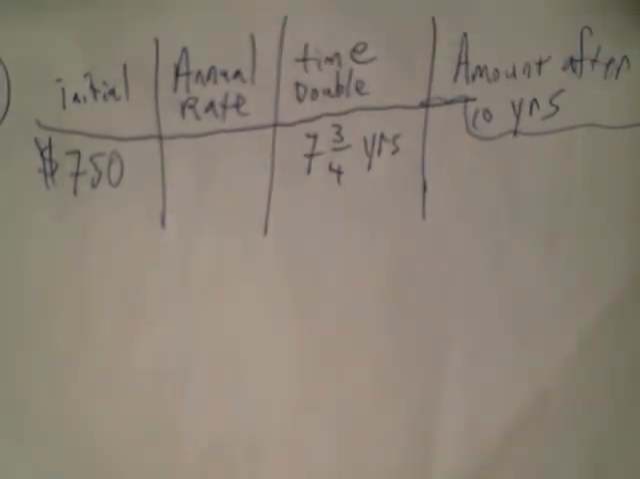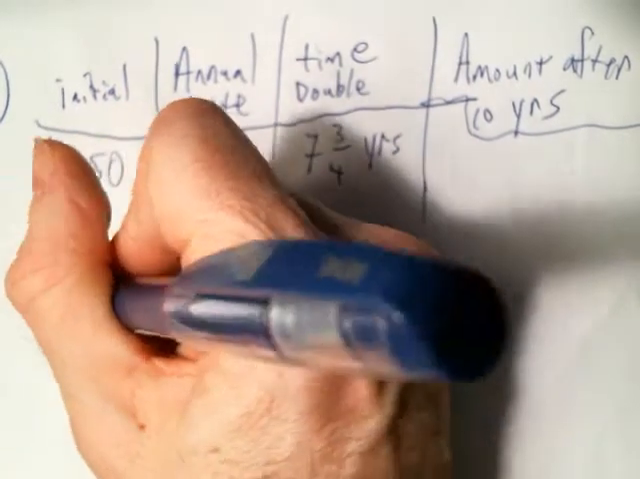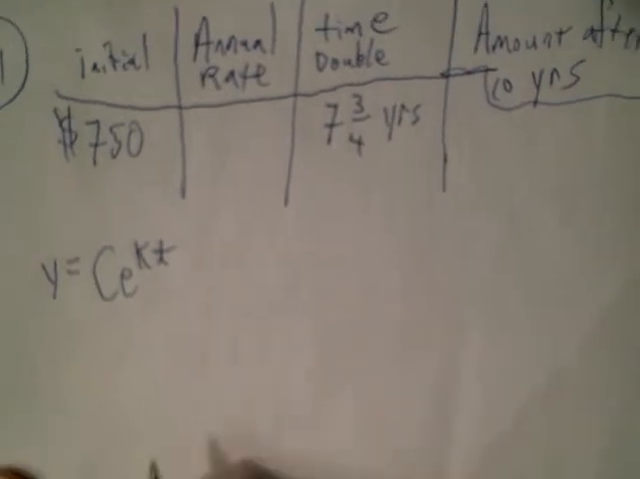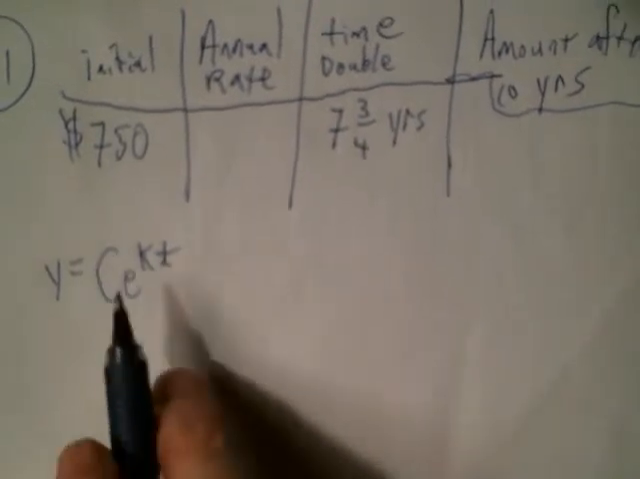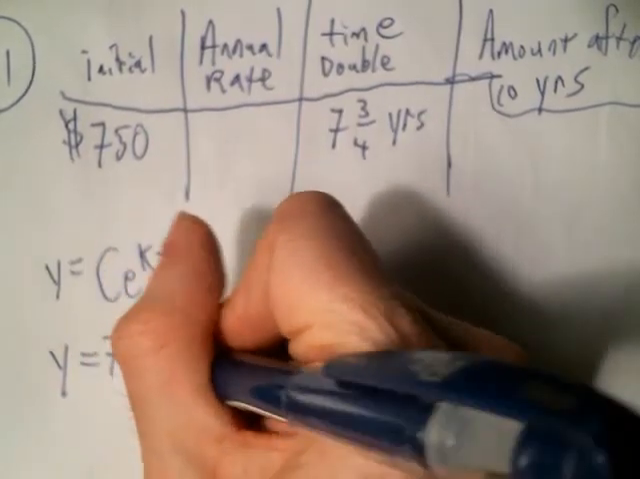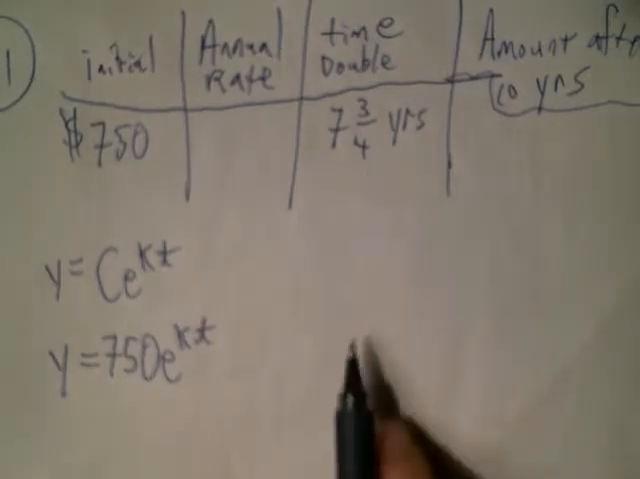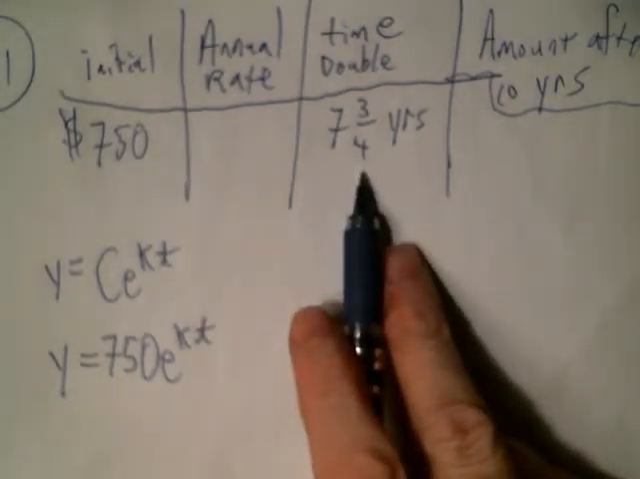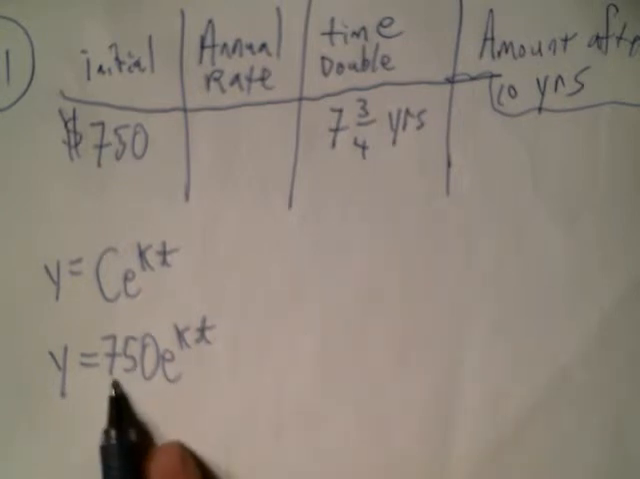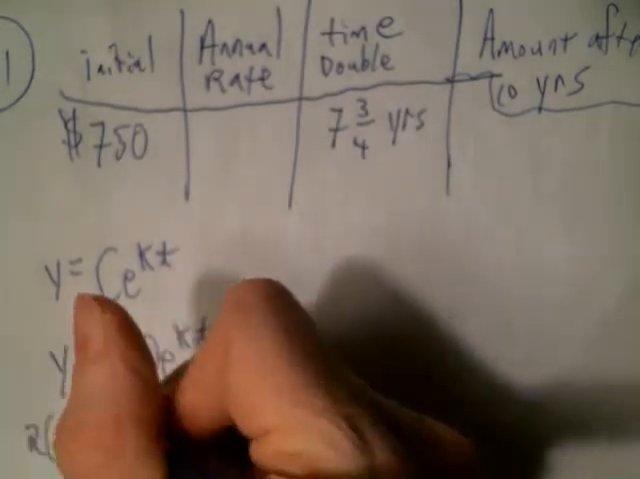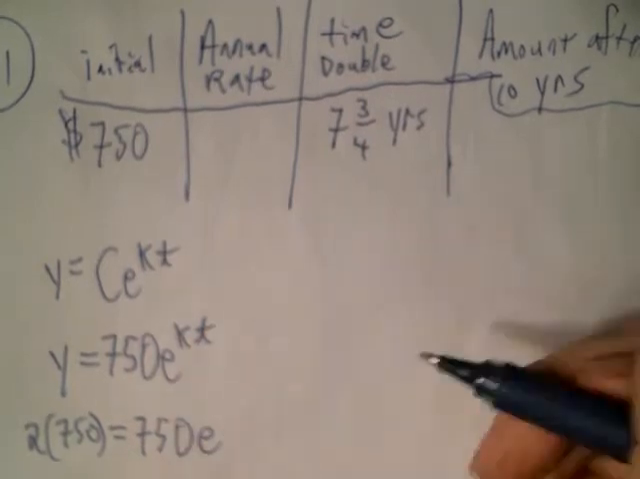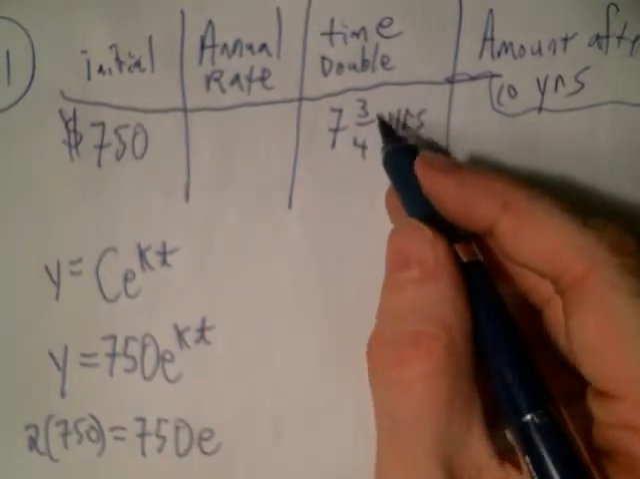Okay, it's the same game. You start with this formula, y equals ce to the kt, and you try to track down your unknown variables c and k. This time the c value is given as 750. You use the doubling time now, so the doubling time says that in 7 3/4 years, you'll have twice this amount. So you'll have 2 times $750 in 7 3/4 years.